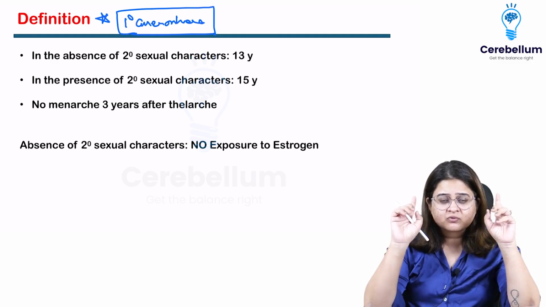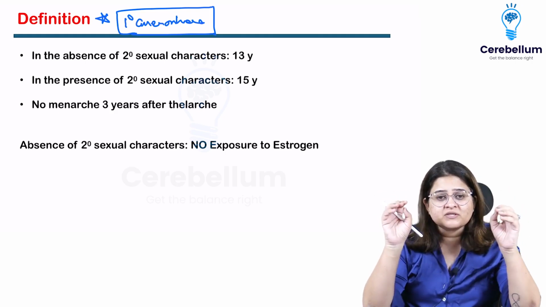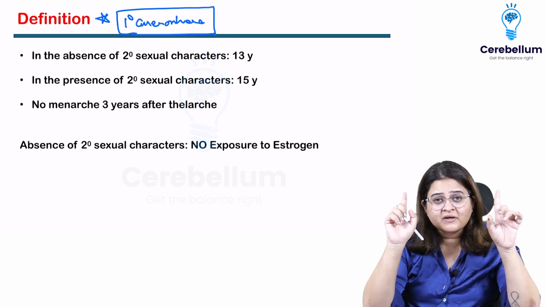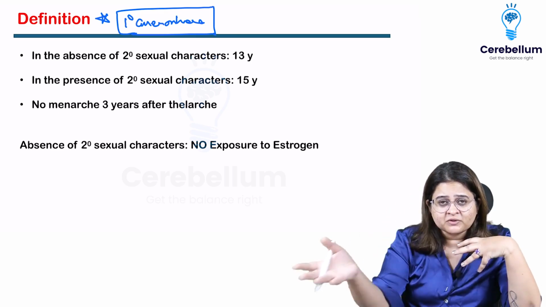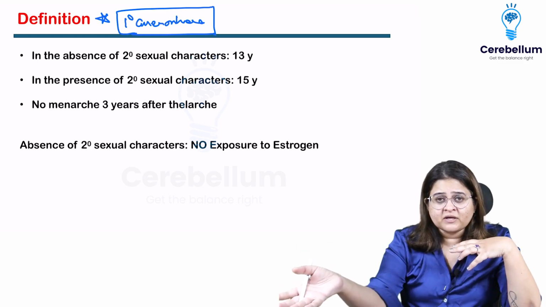So first of all is the definition. You can make 5 questions just from this slide. So it's that important. Now, what is the definition of primary amenorrhea? It is, number one, if a girl comes with her mother, and this is how the scenario plays out in the OPD. The mother will bring the girl and she'll be very anxious. She will say, my daughter hasn't got her period.